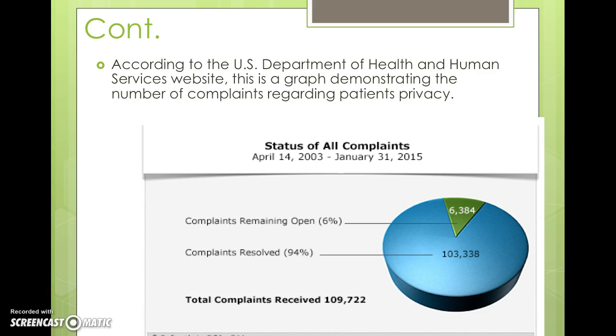According to the U.S. Department of Health and Human Services website, this is a graph demonstrating the number of complaints regarding patients' privacy. Complaints remaining open is 6% and complaints resolved is 94%. If individuals followed the HIPAA law, complaints wouldn't even be happening.